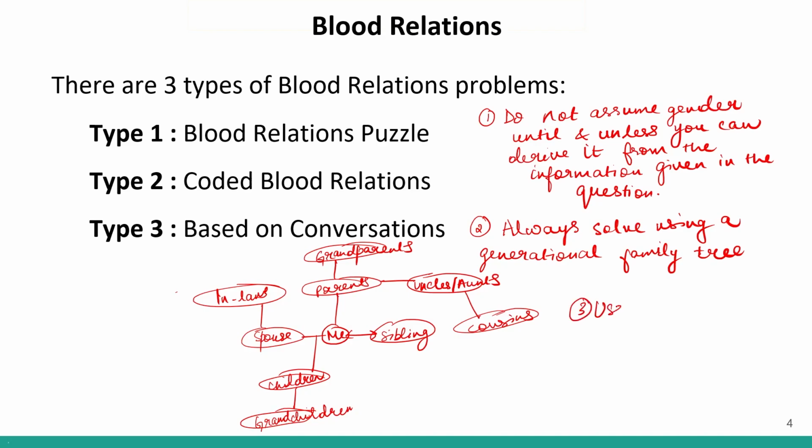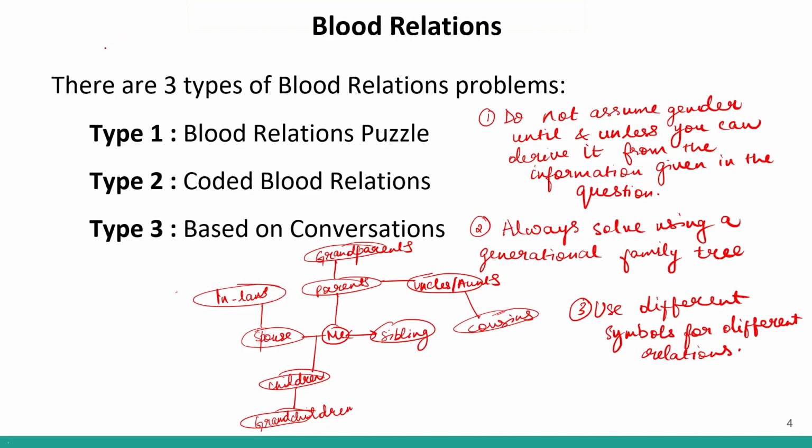Third thing, use different symbols and annotations. What do you mean by that? Use different symbols for different relations. So, in order to avoid confusion, I always suggest to use different symbols. You can have your own symbols or you can use mine.